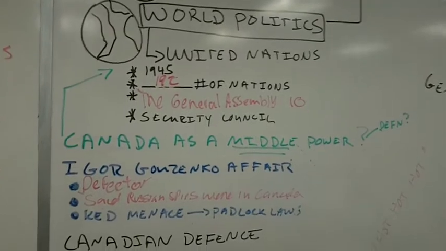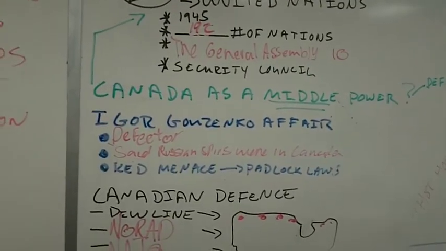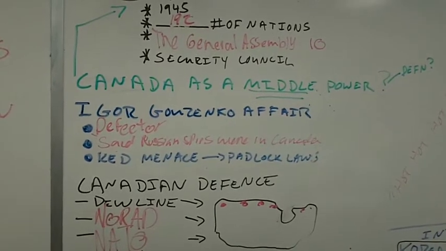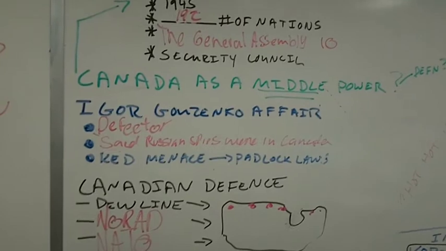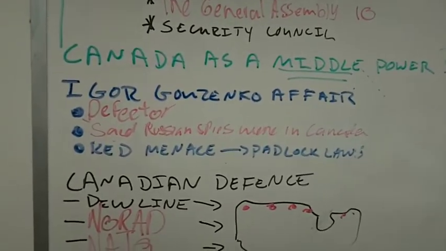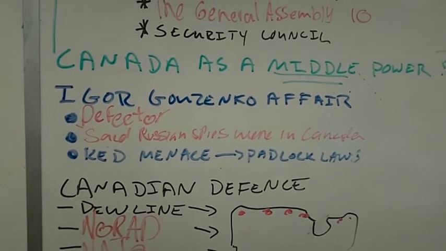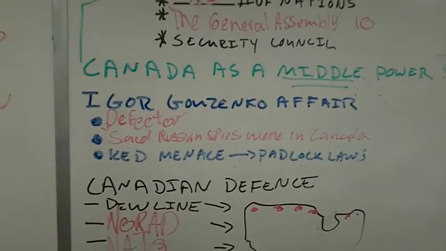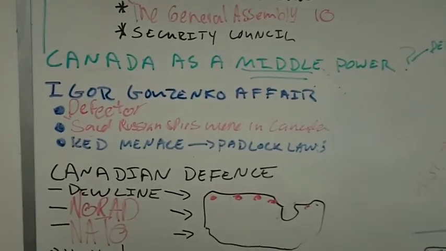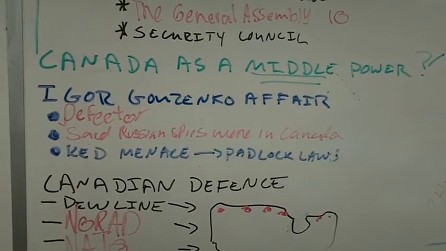One of the ways that we know the Cold War has actually hit Canada is the Igor Gouzenko affair. Now, Igor Gouzenko was a Russian diplomat, and he defected to Canada, which means he went to the Canadian government and said, "Can I live here instead?" And what he said is, if you let me do that, I'll let you know that there are Russian spies who are living in Canada, and there was a Russian spy ring. This set off a bit of a red menace in Canada, where we realized that there were actually communist spies here, and it wasn't just a Cold War myth.